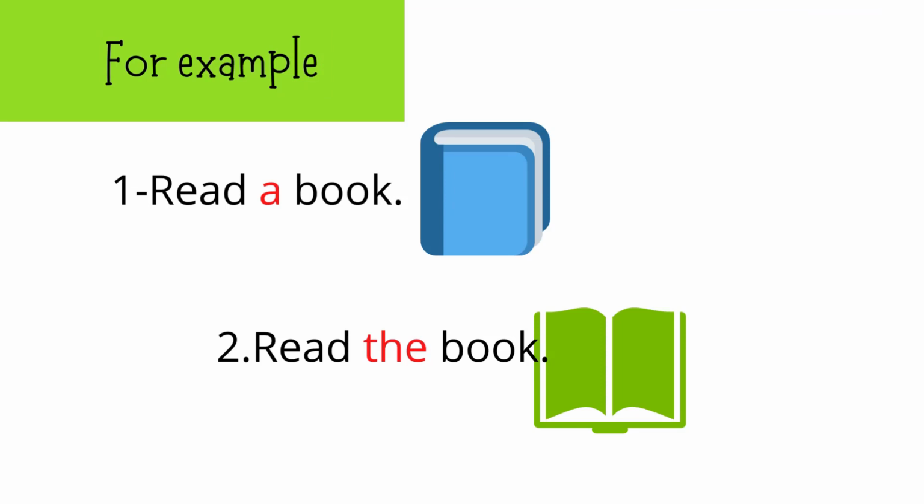In the first example, read a book. A book, it doesn't matter which book. It can be any book. It's unspecified. While in the second example, read the book. It's been specified. Both the speaker and the listener may know the book.